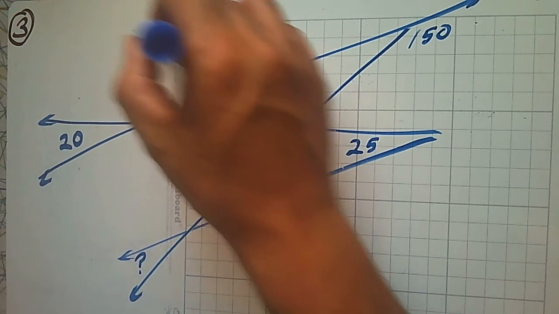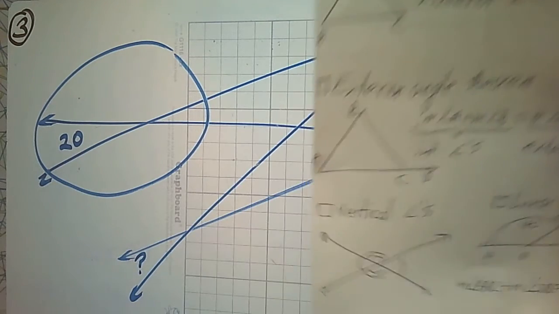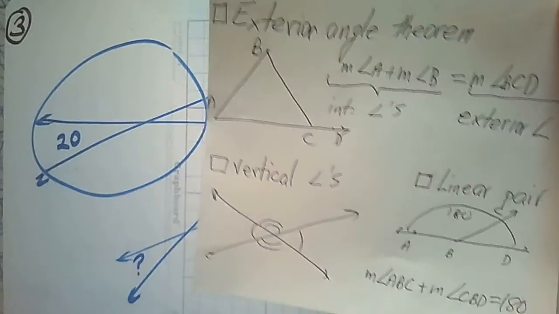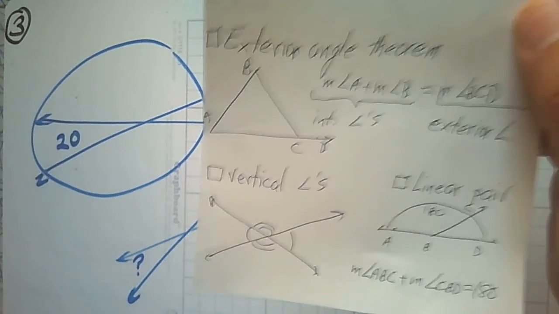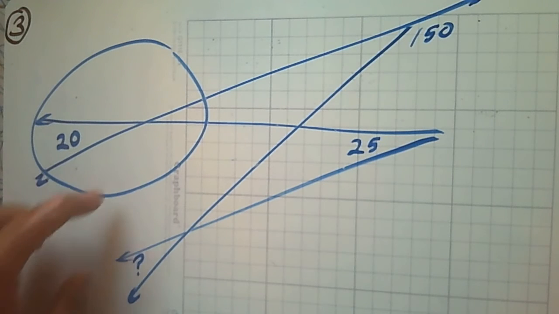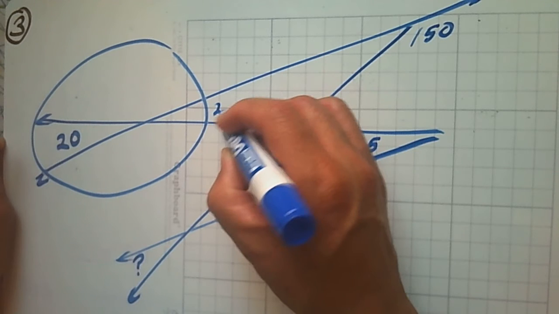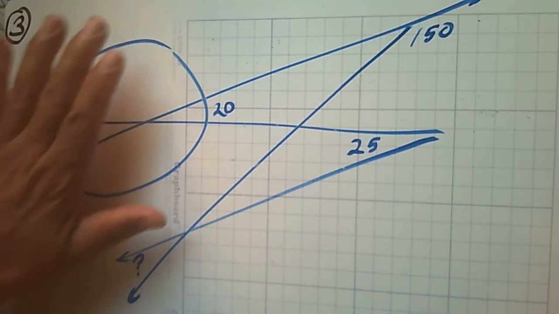For example, look at this drawing. These angles right here are vertical angles. Now what you know about vertical angles is the following. Vertical angles look like this, and if they're vertical angles, they'll be equal to each other. So if this is 20, then this will be 20. Now I don't need to focus on this anymore.